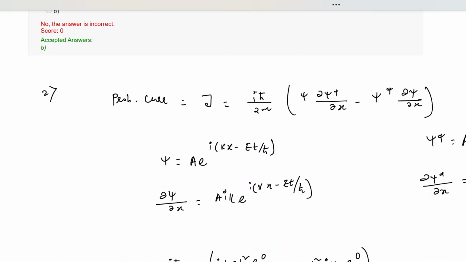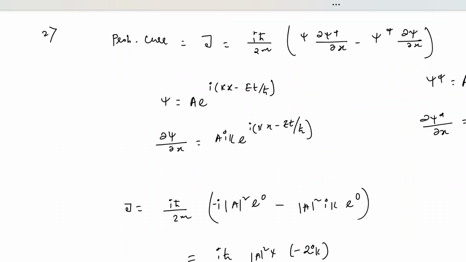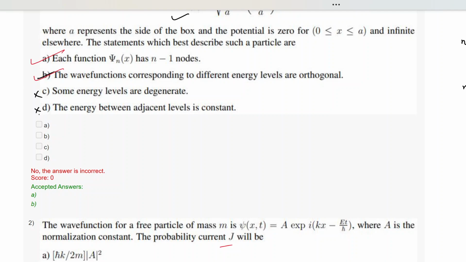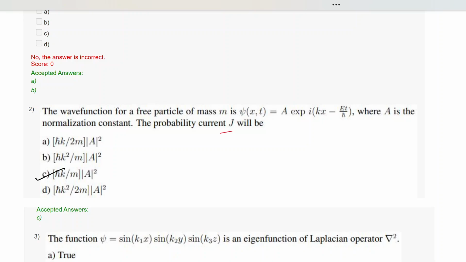So what you are left with is i h cut by twice m a whole mod square into minus 2i k. So you have i into i, which is i squared, minus 1, which absorbs this minus 1, making it plus 1. So this is h cut k by twice m a whole mod square. Sorry, this 2 also cancels out, so there is no 2 here. So this is your final answer of probability current. So let us cross check that: h cut k by m whole mod square. So option number C is the correct option.